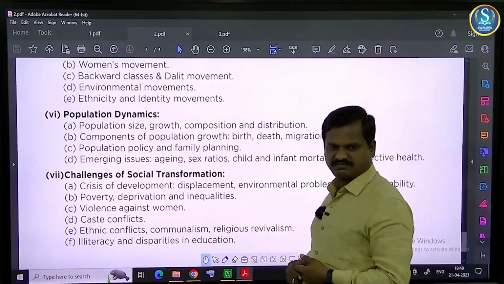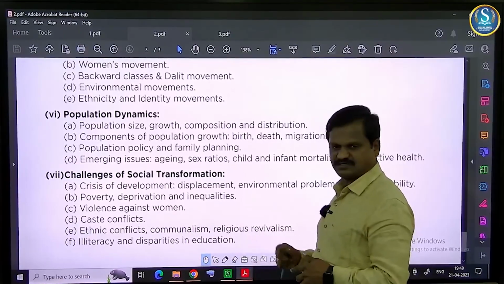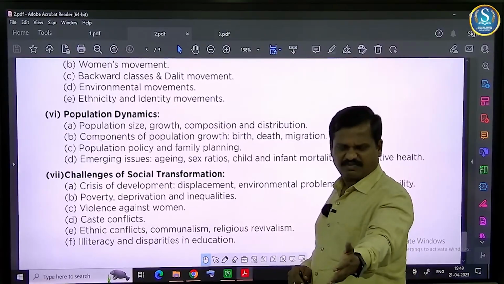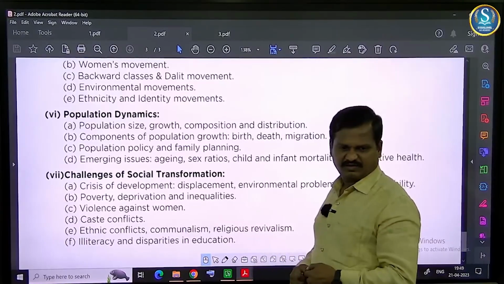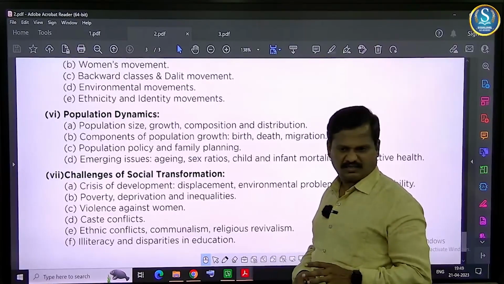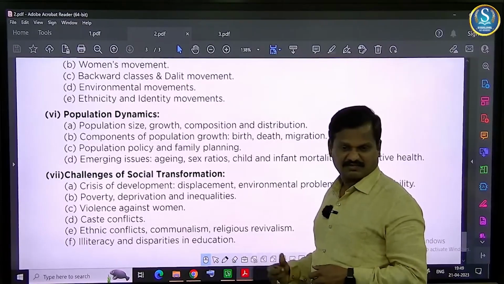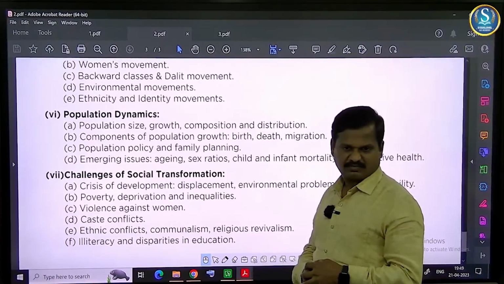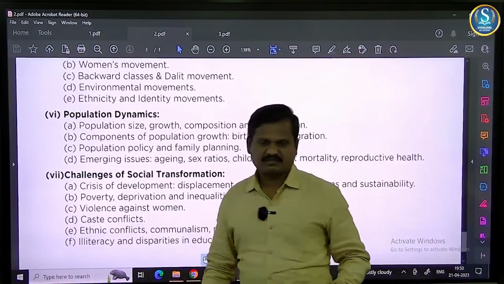Caste conflicts, increasing number of caste conflicts, religious conflicts, communal conflicts. Right? Some time back, the driver who was driving the vehicle carrying a cow for slaughter was killed by the Gau Rakshaks. Today, what food you should eat and what food you should not eat is decided by some groups. Caste conflicts, communal conflicts.